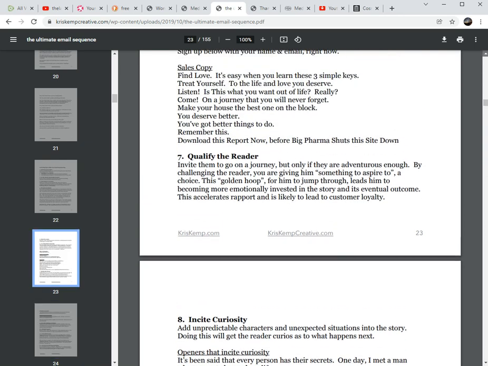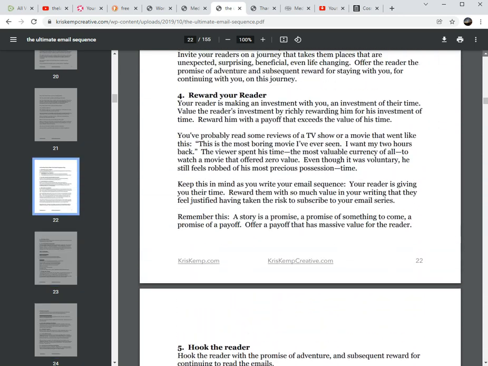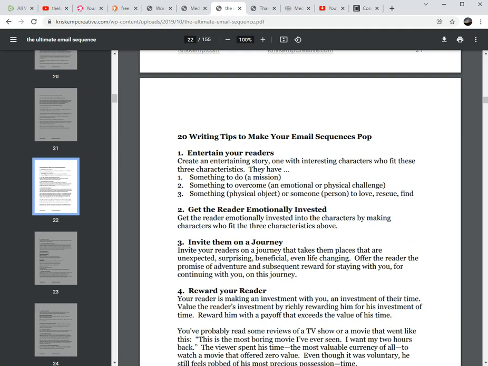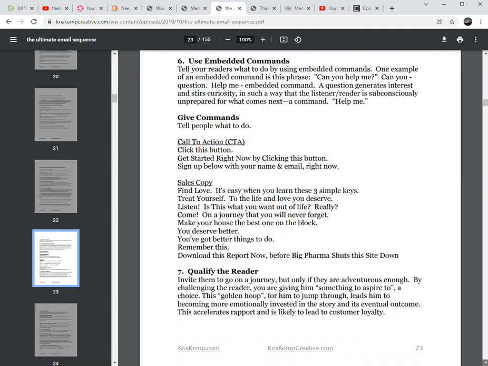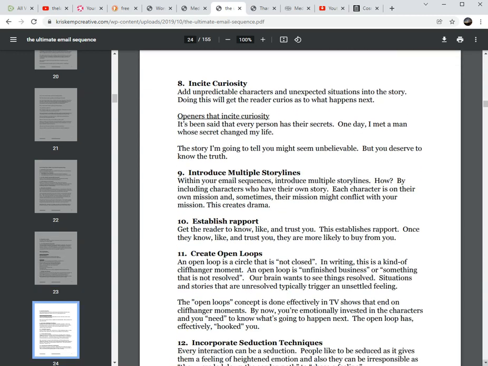So right now, we're at 20 writing tips to make your email sequences pop. And we are on page 24. So incite curiosity. What you can do is add unpredictable characters and unexpected situations into your story. Doing this is likely to get the reader curious to know what happens next. So here's an opener that you can use to incite curiosity.